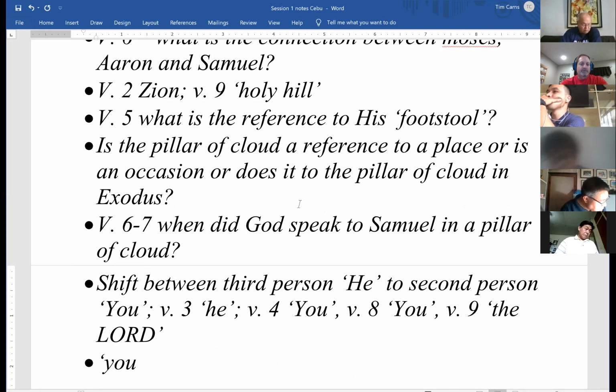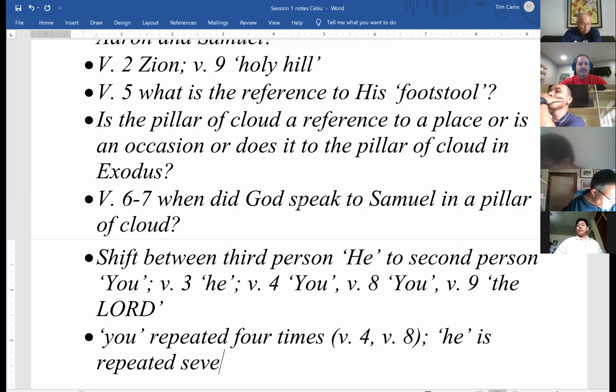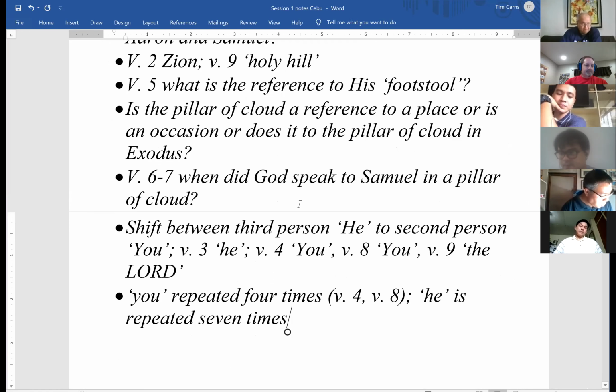Okay, "you" repeated 4 times. Twice in verse 4 and twice in verse 8. Okay, and then what was the other? "He" is repeated 7 times. Okay. You like to count things, don't you? Yes. Good. "He" is repeated 7 times. Okay, good.